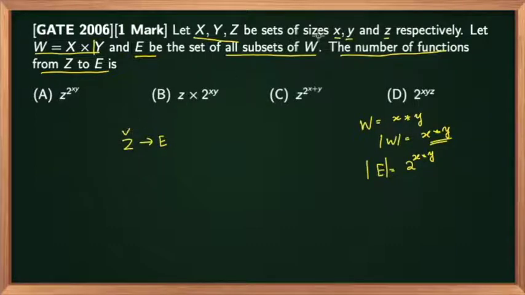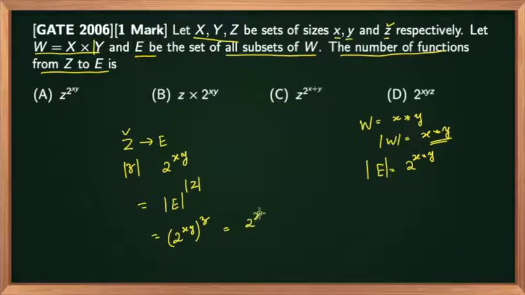So we know that the cardinality of Z is small z, right? And the cardinality of E is equal to 2 raised to xy. So the number of functions will be equal to the cardinality of E raised to the cardinality of Z. So that should be equal to 2 raised to xy, all raised to z, right? And that should be equal to 2 raised to xyz. So the answer should be D.